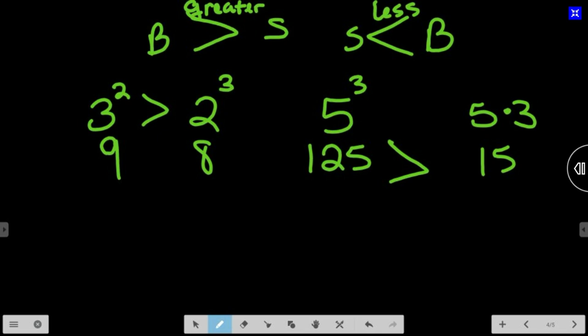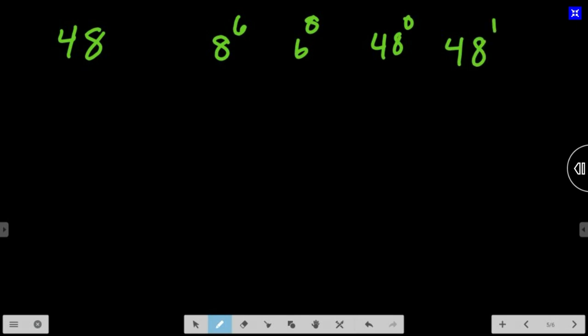Down to the very last section is a circle the correct answer. I have 48. I need to write it in exponential notation. So 8 to the 6th power? 6 to the 8th? No, but 6 times 8 does equal 48, right? But is 6 to the 8th or 8 to the 6th 48? No, we never multiply those two numbers. What about 48 to the 0 power? 48 to the first power? That's going to be my answer.